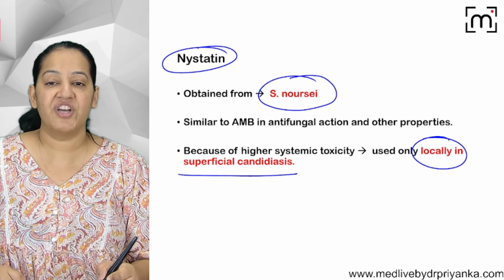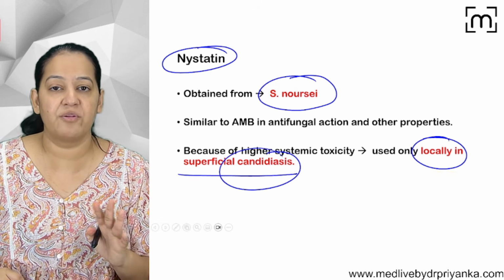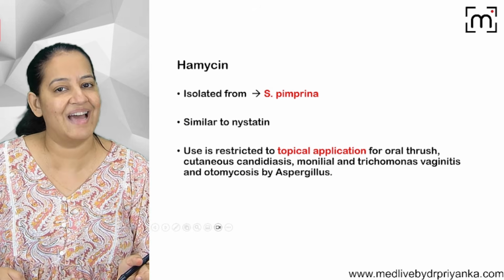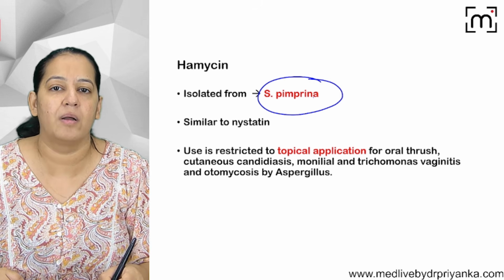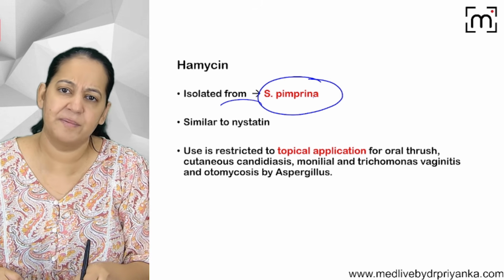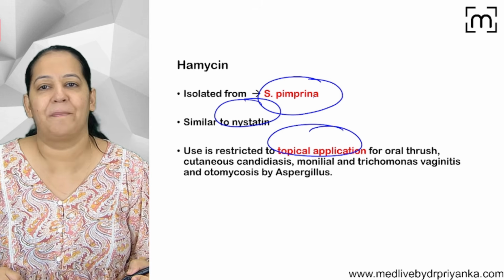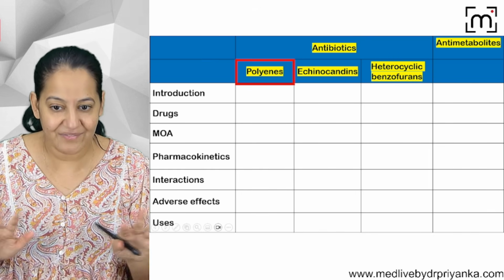It is given in superficial candidiasis, not superficial mycosis. That's it. Hamycin is obtained from Streptomyces pimprina. It is similar to Nystatin and only for topical application. So we are done with Polyenes.